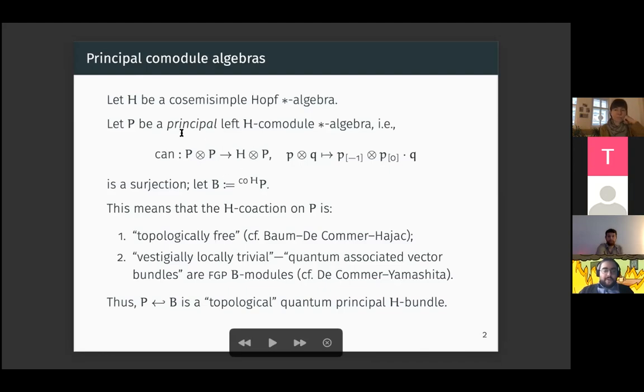If you start unpacking what's going on in terms of philosophy, this means that the H coaction is topologically free, cf. Elwood, cf. the recent paper with Baum, de Commer, and Hajac. And there's a sense in which it's vestigially locally trivial, to the extent that your quantum associated vector bundles really are finitely generated projective modules.